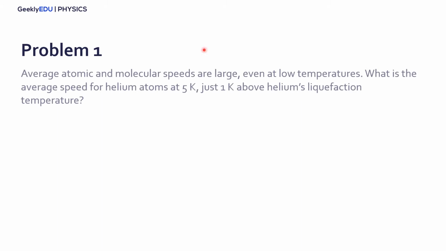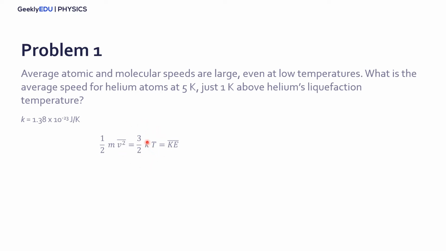So it's known that the average atomic and molecular speeds are really large, even at low temperatures. To show you that, let's calculate the average speed for helium atoms at 5 Kelvin. That's just 1 Kelvin above helium's liquefaction temperature, and also just 5 Kelvin above absolute zero. I'm providing you the Boltzmann constant here that we're going to use in the kinetic theory relation.